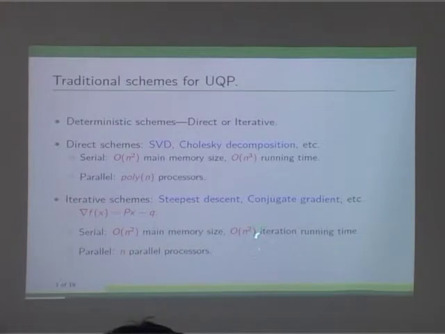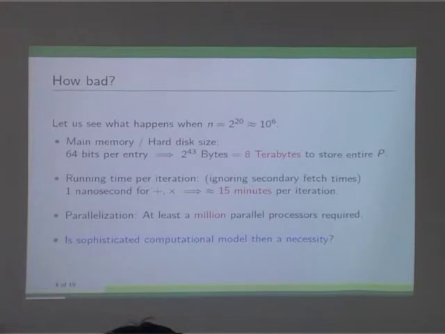This order n square running time and the order n square memory requirement. Let's see how bad it is when n is roughly 2 to the power 20. The reason for choosing 2 to the power 20 is that this is roughly equal to 1 million. If you choose 64 bits, that is double precision, per entry for the P matrix, just to store the P matrix, I will require 8 terabytes of memory.